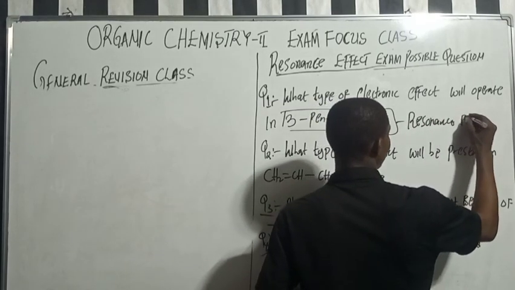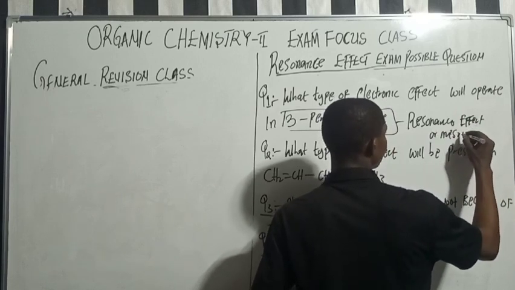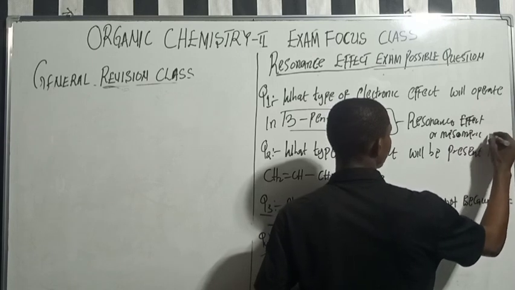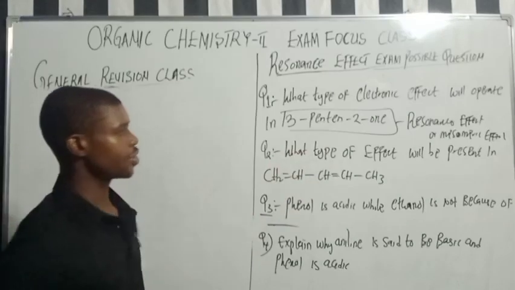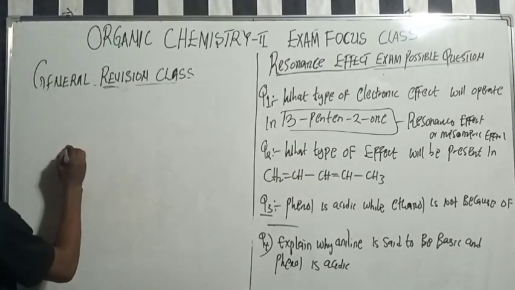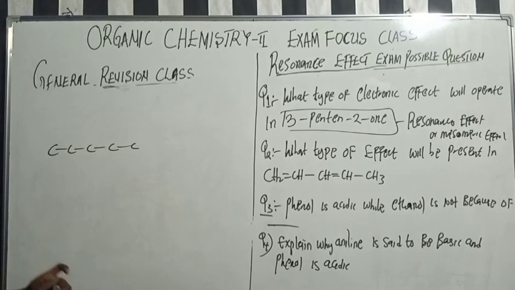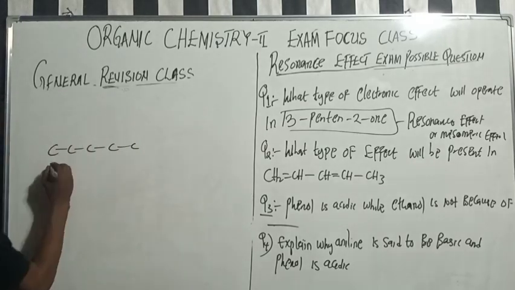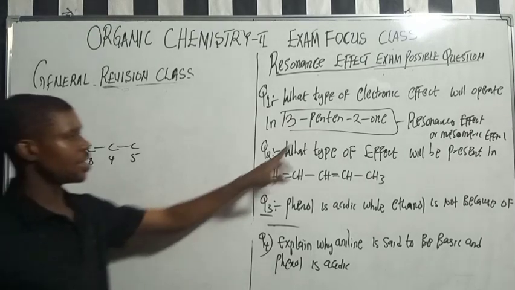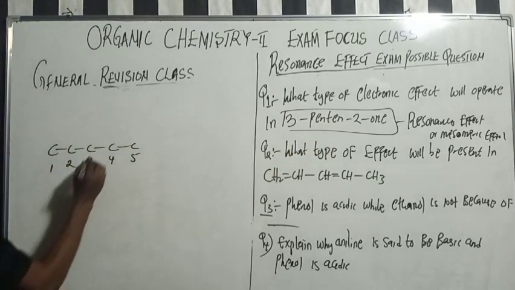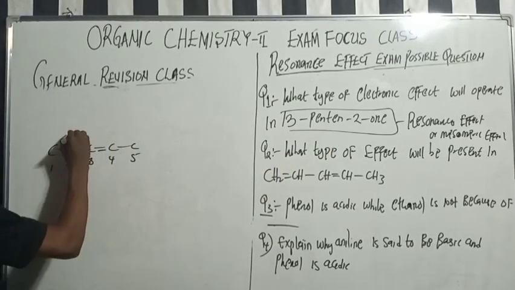Resonance effects, or mesomeric effects. It's okay, or mesomeric effect. So let's draw the structure here. We're talking about pent, pent means how many carbons? Five carbons. 1, 2, 3, 4, 5. It's okay. Now, I count about 3 here. We have 1, 2, 3, 4, 5. I count about 3. I have a double bond, right? And I count about 2, I have a carbonyl functional group.